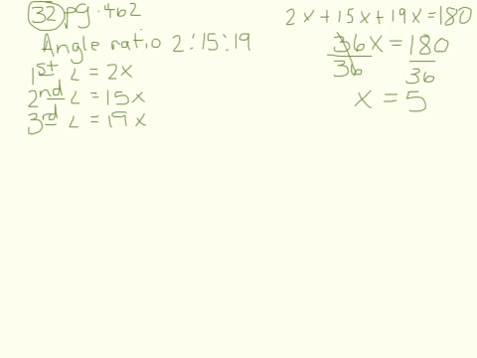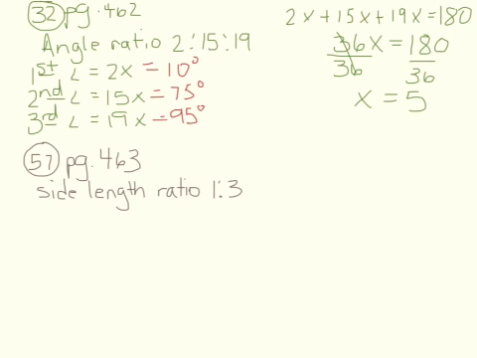Now to finish up the problem to find each angle, I'm just going to multiply each of them by 5. So the first angle is 10 degrees. The second angle is 75 degrees. And the third angle is 95 degrees because 19 times 5 is 95 degrees.